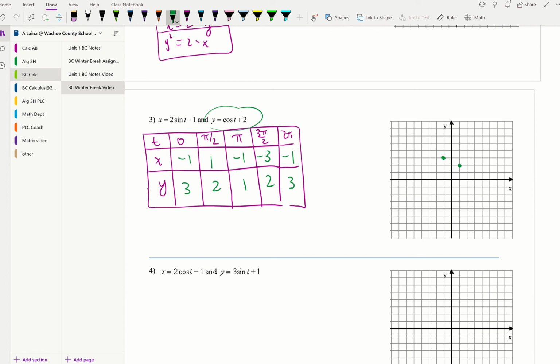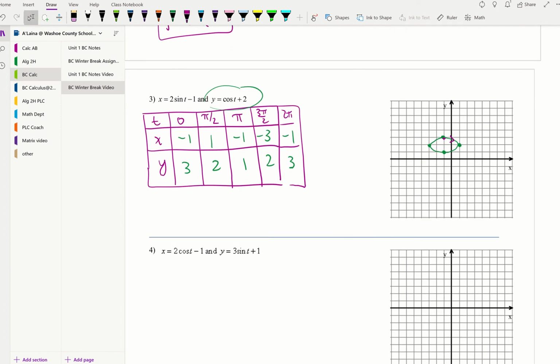Let me just check, make sure that that's right. And then I have negative 3, 2, and then back to negative 1, 3. This is an ellipse, something like that. And if I go from where I started at negative 1, 3 and kind of go around, you'll notice I'm going around this ellipse that way.